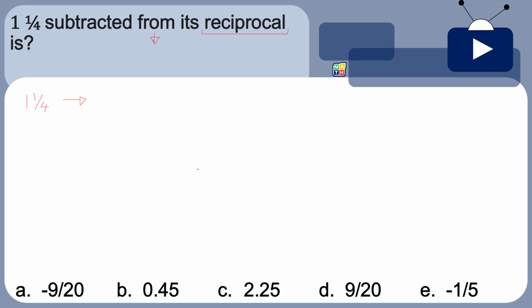To make it easier for us to find the reciprocal and later on of course to operate the process, dapat i-convert muna natin siya sa kanyang equivalent na improper fraction. Improper means yung numerator is greater than our denominator po. So to convert this from mixed to improper fraction, multiply that 4 times 1 and then plus 1. So you have here 5 over the same denominator 4. So this is the mixed, this is the improper.